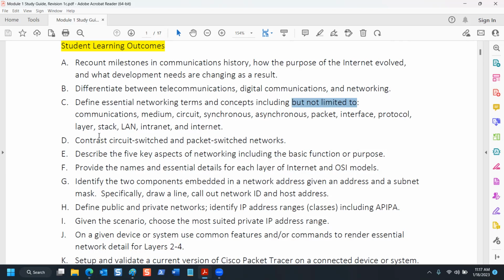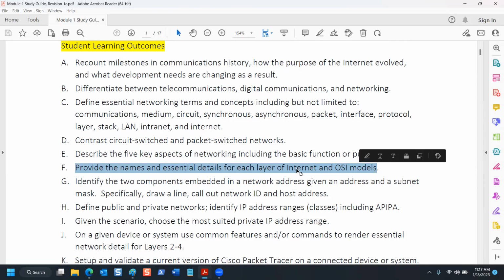So now we did mention the difference between circuit switched and packet switched networks in our last session. And now what we'll do today is to describe the 5 key aspects of networking, including the basic function or purpose of each aspect, and then provide the names and essential details for each layer of internet and OSI models.